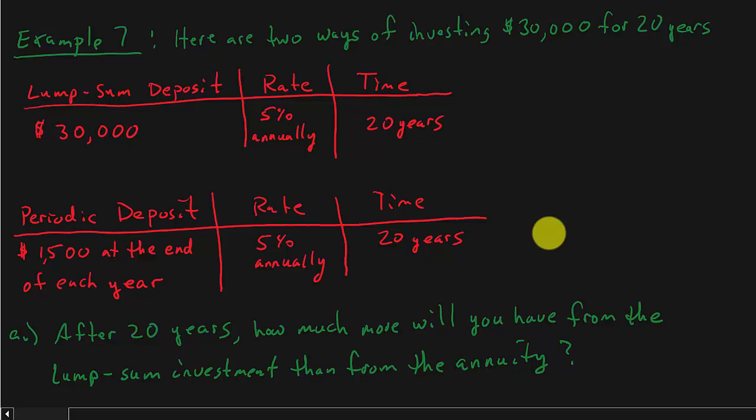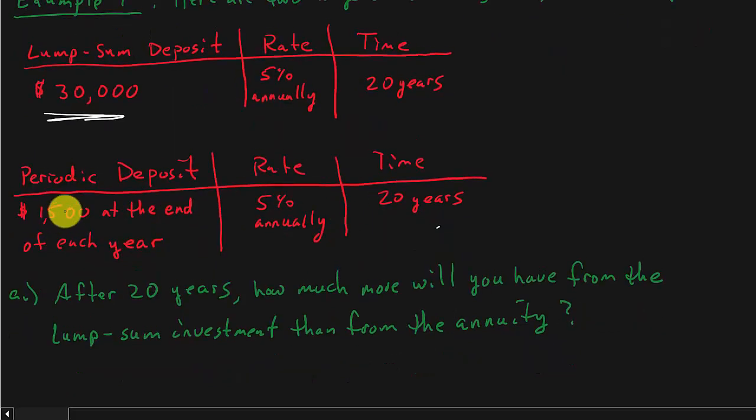$30,000 at 5% annually for 20 years, or we can do $1,500 at the end of each year for 20 years, at 5% annually. Notice it says here are two ways of investing $30,000 for 20 years. So you can put it all in, or the $1,500. Now remember that's $1,500 times the 20 years, which equals the $30,000. This is still depositing $30,000. It's just doing it in a different way.